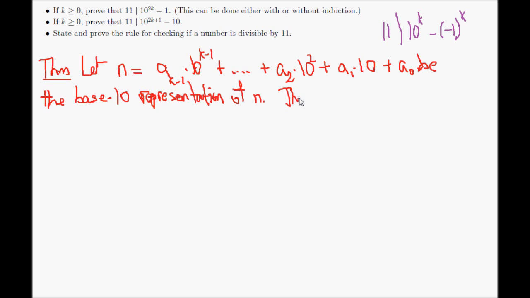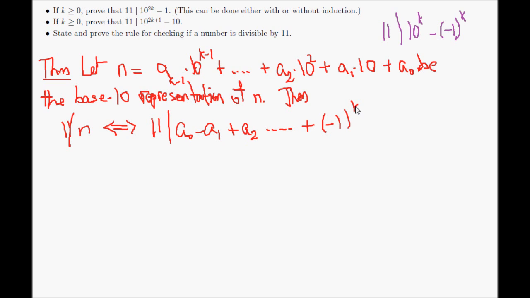Then 11 divides n if and only if 11 divides a sub 0 minus a sub 1 plus a sub 2, and continue on. The even ones are plus, the odd ones are minus, and so I stop with negative 1 to the k minus 1 times a sub k minus 1. Proof.